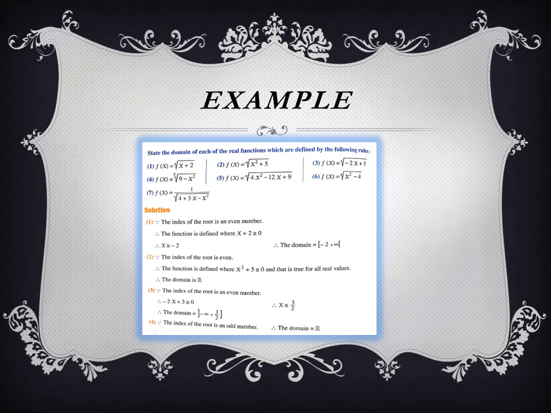So any even root requires the radicand to be greater than or equal to 0, but any cube root has domain R, just like number 4, f(x) equals the cube root of 9 minus x power 2. It's a cube root, so without any restriction, our domain is going to be R.